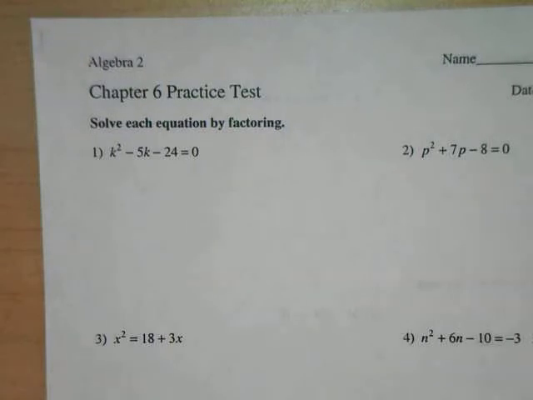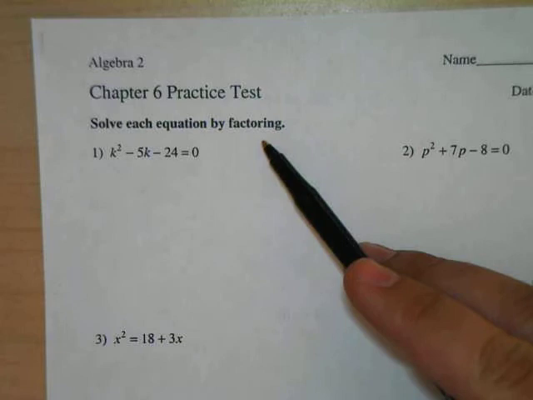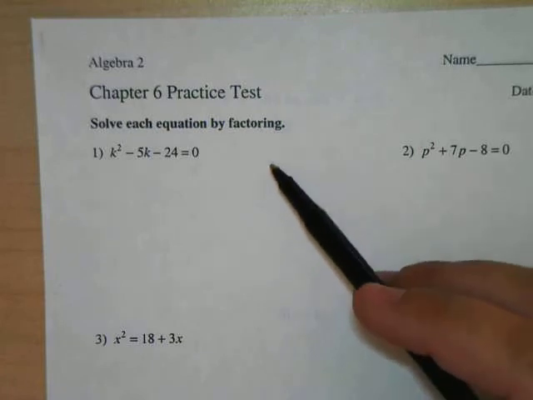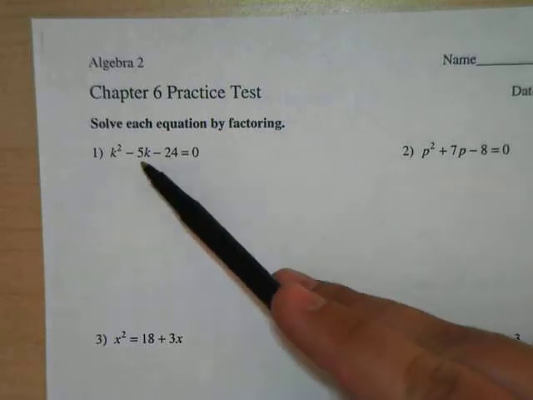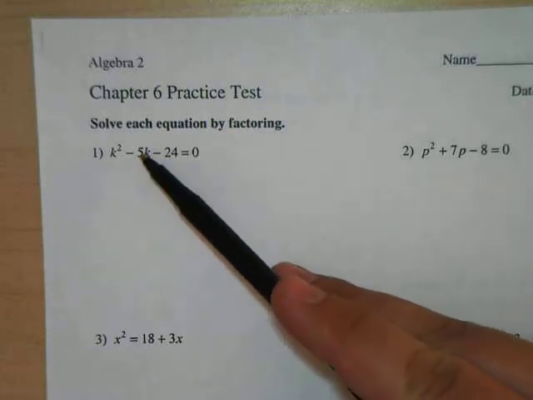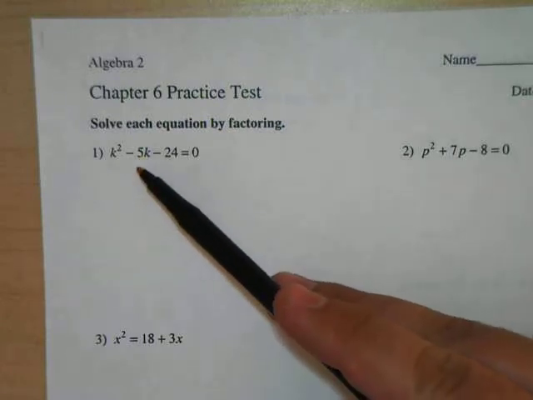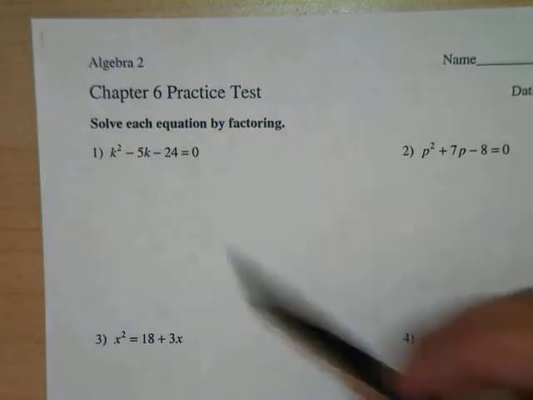Okay, problem number 1. k squared minus 5k minus 24 equals 0. For these problems, you don't have to solve by factoring. If you wanted to solve by quadratic formula or completing the square, that will work also. Completing the square won't work so well on this one because half of 5 will be a fraction and you don't want to deal with that. So I would recommend factoring.